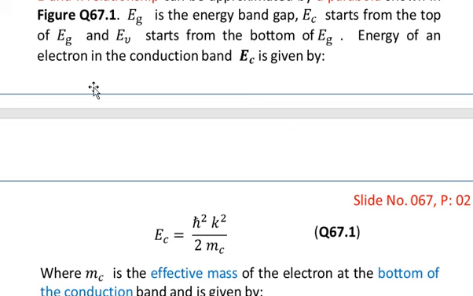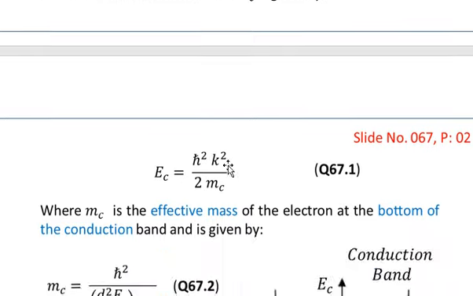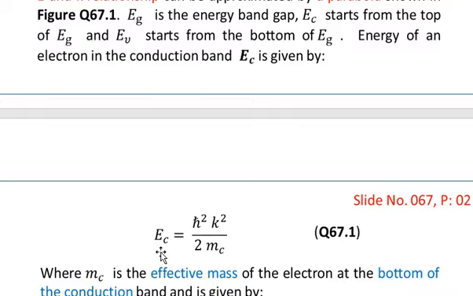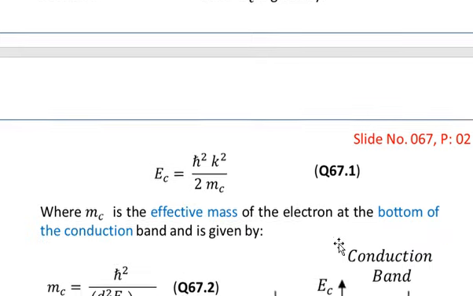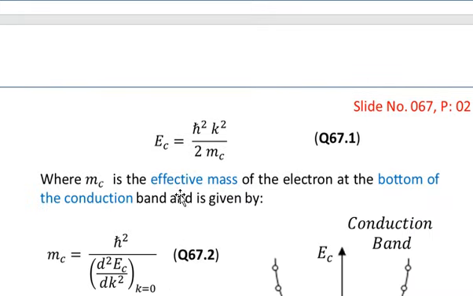The energy of the electron in the conduction band, denoted by E_C, is given by h bar square k square over 2 m_c, as given in equation number 67.1, where m_c is the effective mass of the electron at the bottom of the conduction band and is given by.